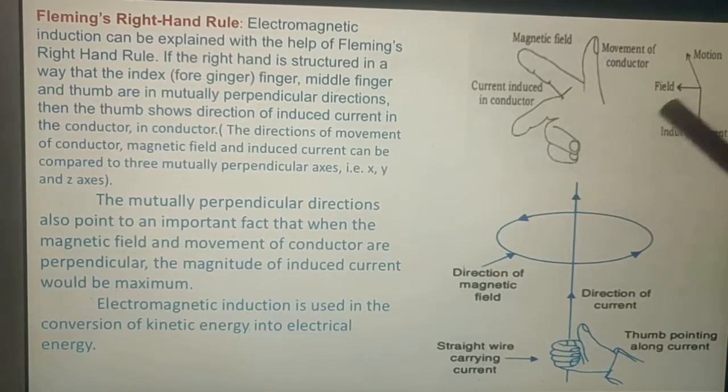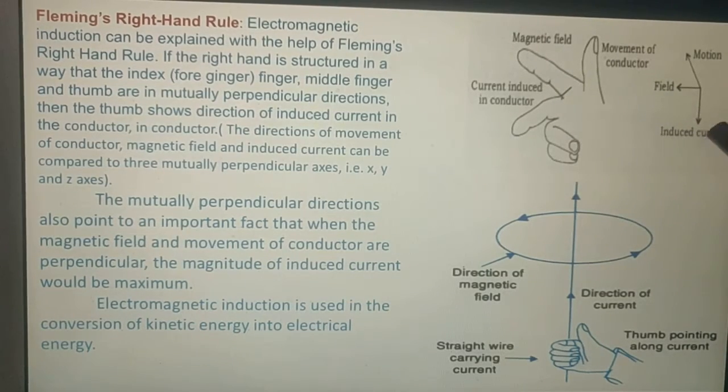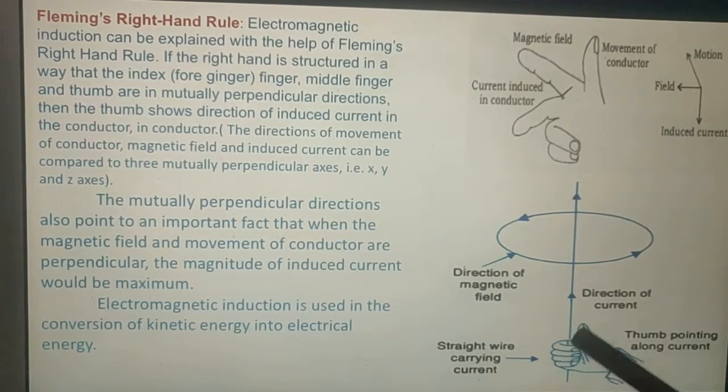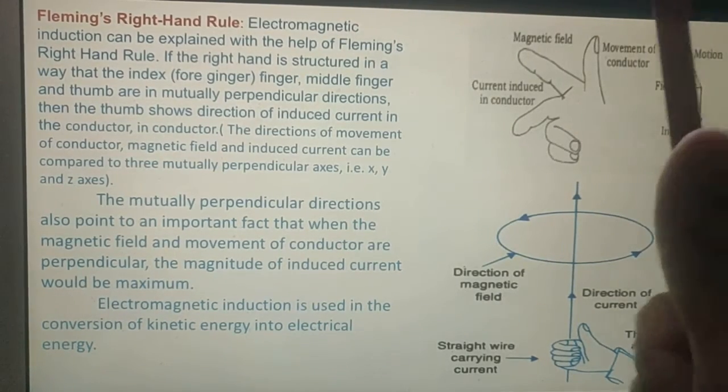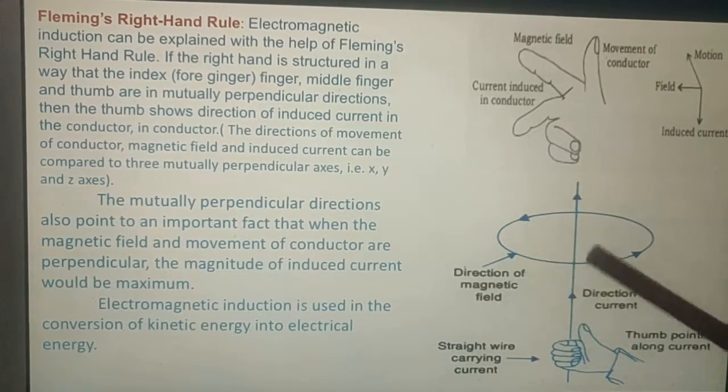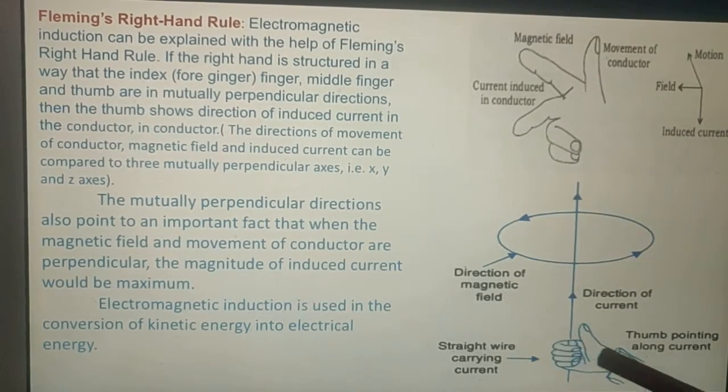They are arranged in X, Y, Z, and here it is shown: thumb motion, forefinger field, and middle finger induced current. Similarly here it is also the same way. We are using the thumb in this direction, and the direction of current will be along the finger's direction.